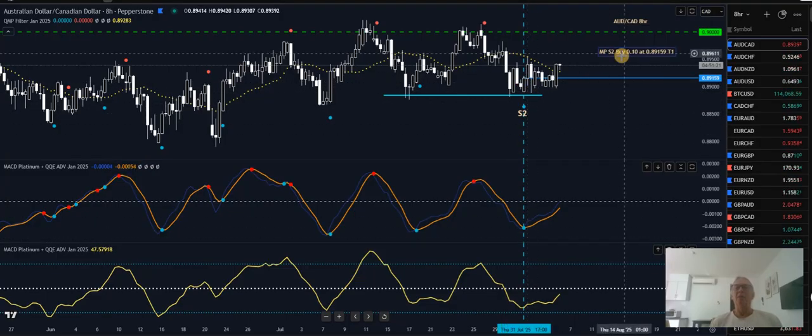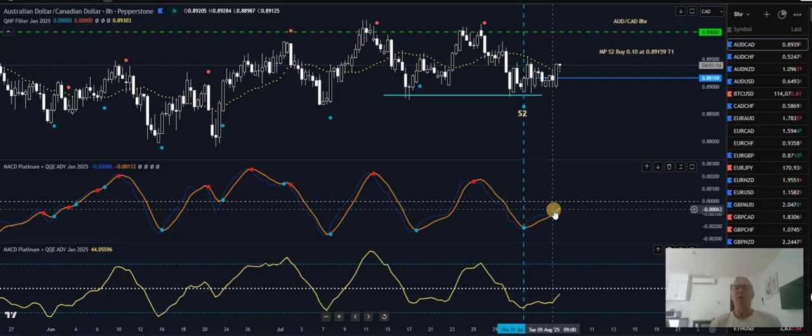So we're in a buy here. This is the AusCAD. We're in a buy. It's starting to head in my direction, which is good. Now this is a MACD Platinum trade. So I'm looking for the MACD Platinum getting to the 0 level. That's one thing.